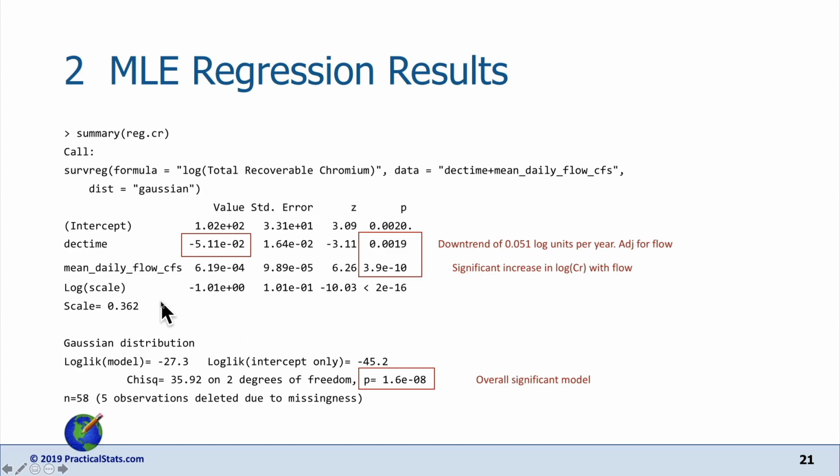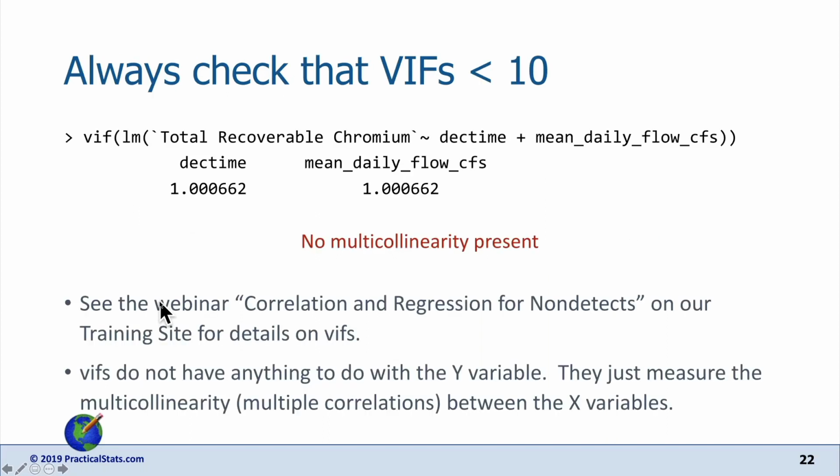All right. So you can check for what's called VIFs, which is the correlation among the X variables. I won't go into that, but you want values less than 10, and we've got them down at 1, which is the minimum. So there's no multicollinearity, no correlation between decimal time and mean daily flow. So that's good. That would mess up a regression equation and make you think that things are not significant when they might be significant. That's why you worry about it. If you want more information on that, see the webinar from a couple of months ago on correlation and regression.